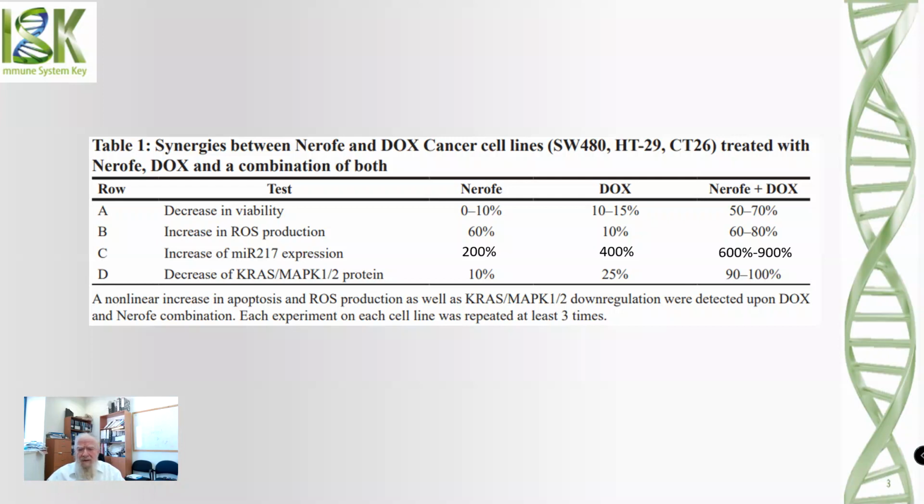Mir-217 is a microRNA that has very strong anti-oncogenic effects. So basically it turns out that Nerofe can increase the level of Mir-217 by 200% in some cells, in others 300, 400%. Doxorubicin, low levels, around 400%. If you combine them, we can get between 600 to 900%, in some cases 2000%.